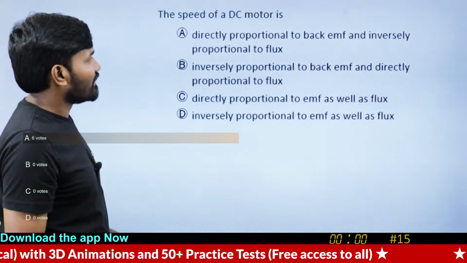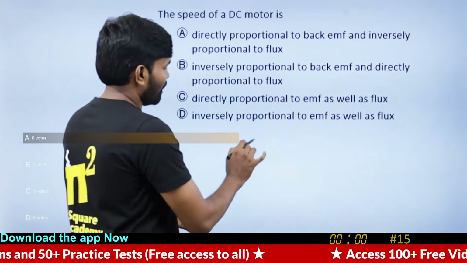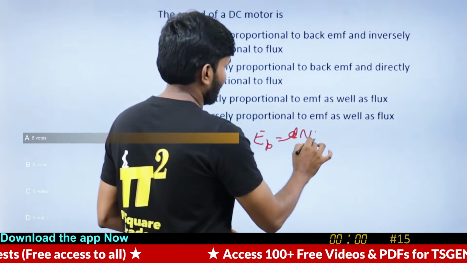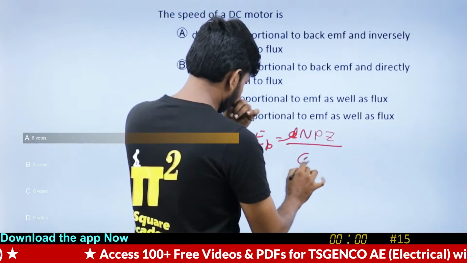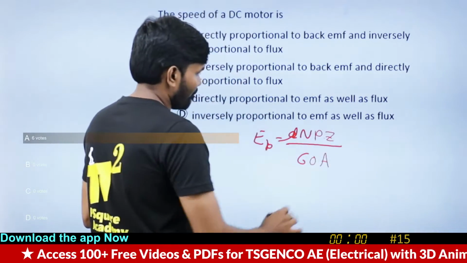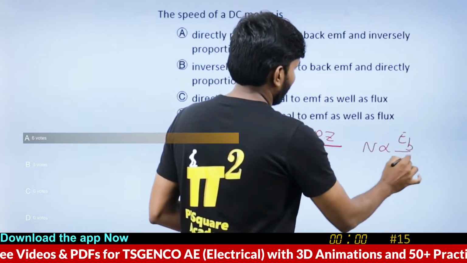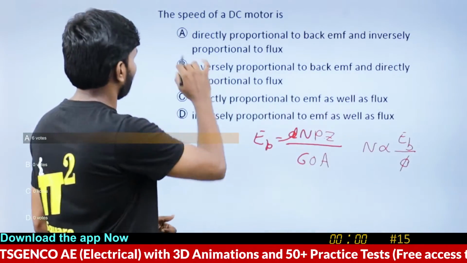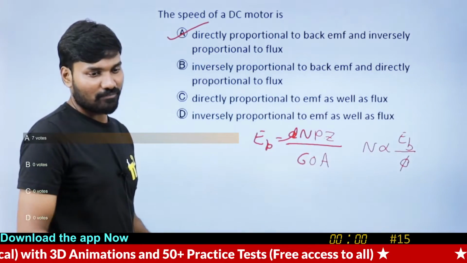The speed of a DC motor is directly proportional to the back EMF and inversely proportional to the flux. Just now I said the equation: EB is equal to phi ZNP by 60A. So N is proportional to EB by phi, proportional to back EMF and inversely proportional to flux. Absolutely right.